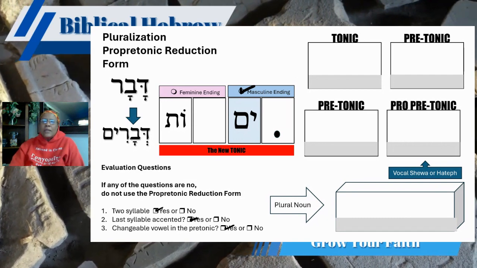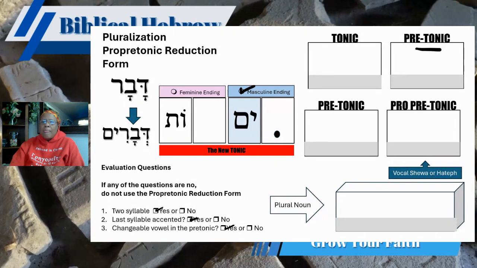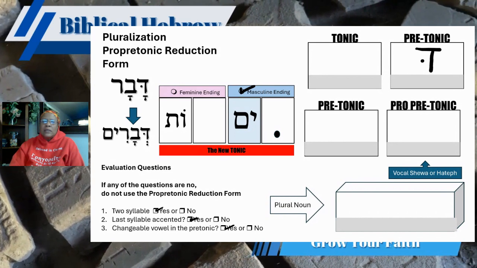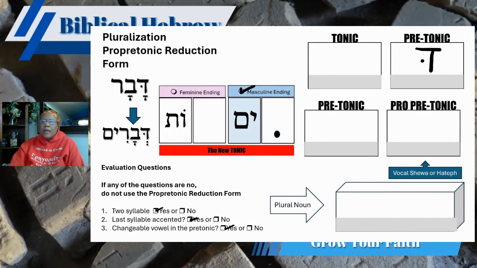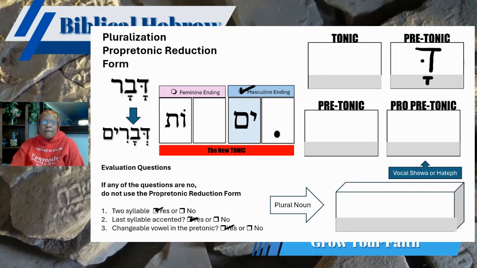Okay, let's write the pre-tonic. So the pre-tonic begins with a dalet. And often when it's the initial letter, you will see the dagesh lene that allows me to know how to pronounce it.